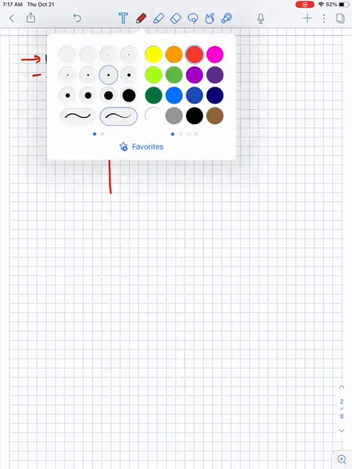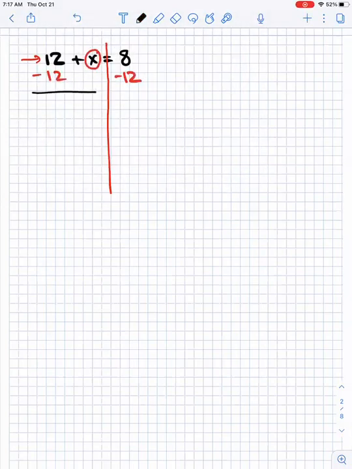Make my line again. That breaks up the rooms. So now I see 12 minus 12 is 0. I'm left with the X. The line is the equal sign, and 8 plus -12 is a battle. The negatives win, and I subtract.